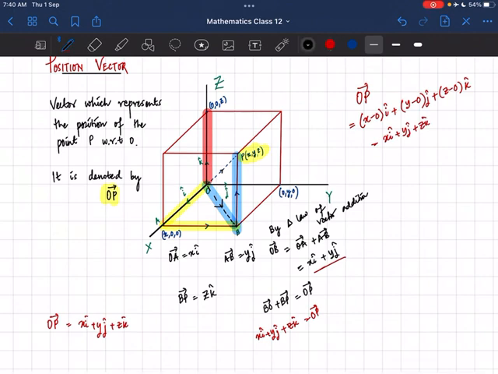And for an example, suppose you are asked to find the position vector of a point A which has the coordinates 2, 4, 5. Then the position vector is given by OA vector equal to 2 i cap plus 4 j cap plus 5 k cap, and sometimes the position vector can also be written as small a vector. So this is how we find the position vector.